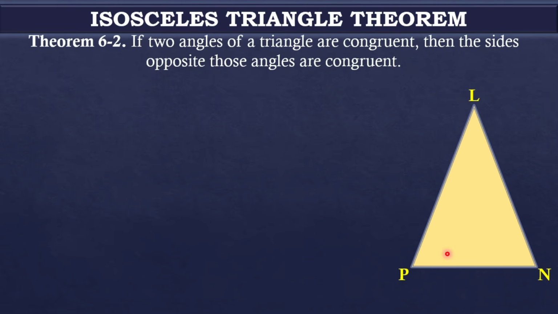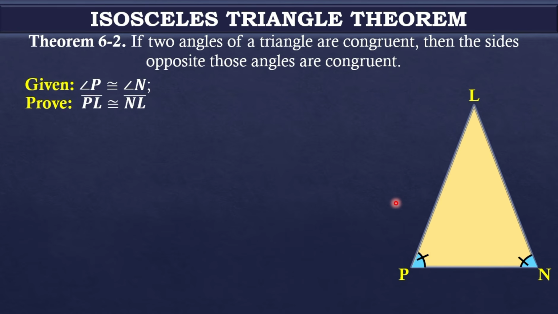Let's have the next theorem. Theorem 6-2. So, if two angles of a triangle are congruent, then the sides opposite those angles are also congruent. So, ito naman yung converse nung theorem natin kanina. Baliktad naman. So, dito naman daw, kapag given yung two angles na congruent, then, ito daw, yung opposite side nila are also congruent. So, let's do the proof. So, ang given natin, angle P is congruent to angle N, and then we will prove that PL is congruent to NL.